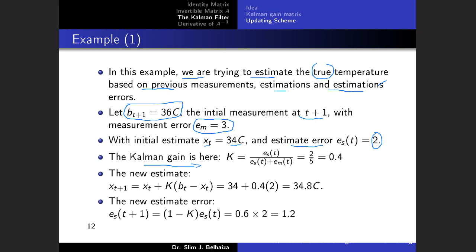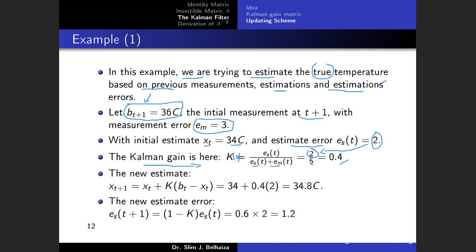How can one update the Kalman gain? So the Kalman gain, or the Kalman coefficient, which is K here, is ES over ES plus EM at every T. Okay, and you can even write it in terms of T if you wish. It's going to be updated. So in this case, at the beginning of T plus 1, since you've taken a new measurement, your EST is 2, which just comes from here, divided by ES plus EM, which means it's 2 plus 3. So basically you get 2 over 5, which is 0.4.